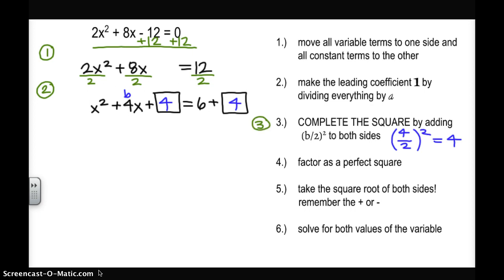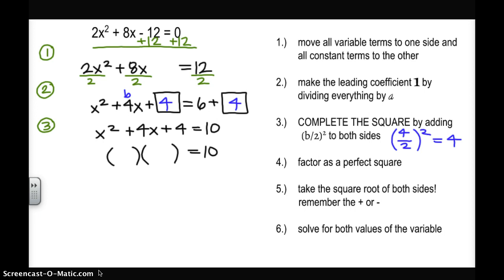If we polish that up a little bit, continuing in step 3, we are here. I'm going to move my 3 so it's lined up over here. And then it says factor it as a perfect square. There's a type of factoring called factoring perfect square trinomials. We have x squared plus 4x plus 4 equals 10, so we need to factor x squared plus 4x plus 4.